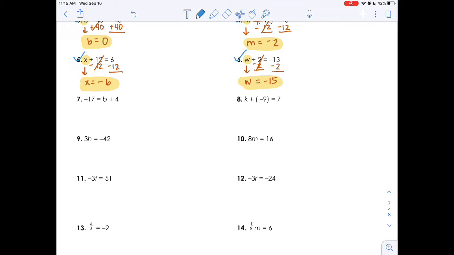For number 7, I have negative 17 equals b plus 4. My variable here is b. It's on the right-hand side this time. I have b plus 4. To get rid of the plus 4, I'm going to subtract 4 from this side. 4 minus 4 gives me 0, leaving me with b. If I subtract 4 on the right, I'm going to also subtract 4 on the left. Negative 17 minus 4 gives me a negative 21.